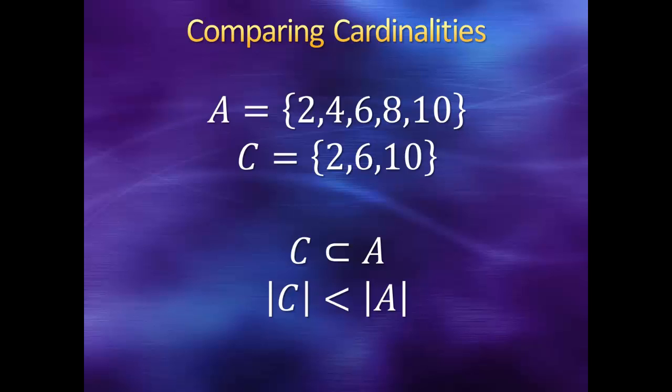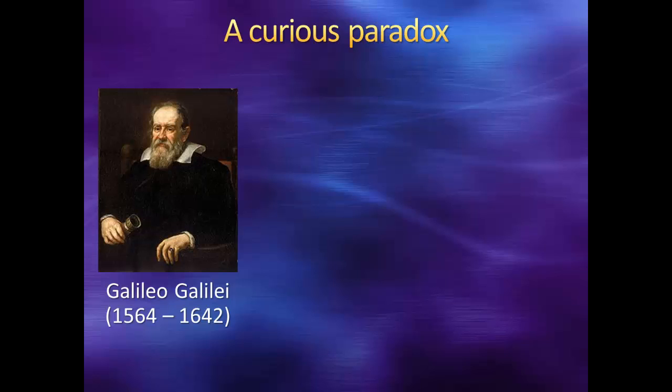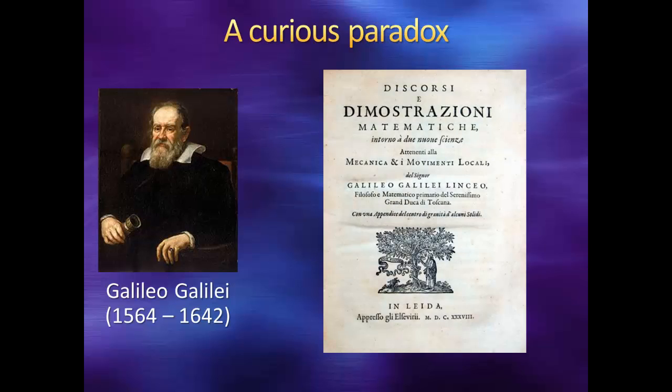For finite sets, these two statements go hand in hand. A proper subset of a finite set will always have a strictly smaller cardinality than the original set. This seems intuitive and almost obvious. But in the 17th century, Italian physicist and mathematician Galileo Galilei discovered a curious paradox that occurred when trying to apply this idea to infinite sets. He published his findings in his final scientific work, Two New Sciences, in 1638.